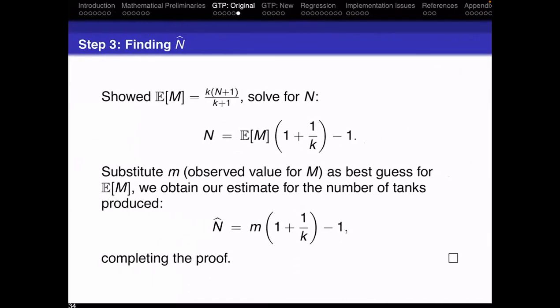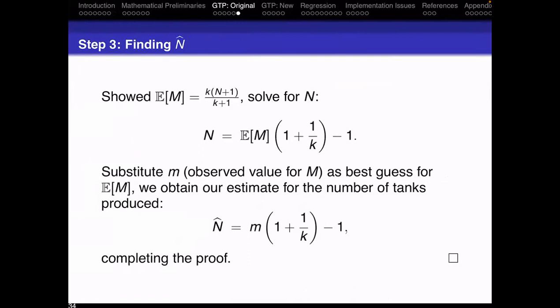So when we do all the algebra, and again, it was pretty straightforward algebra after we decided to expand the factorials, we get the expected value of m is k times n plus 1 over k plus 1. Well, that means we can solve for n in terms of k and m. And so n is equal to the expected value of m times 1 plus 1 over k, minus 1. Well, what should we take for our expected value of m? Let's just take the value we observe.